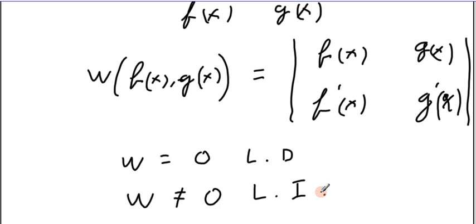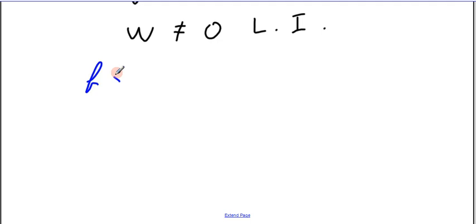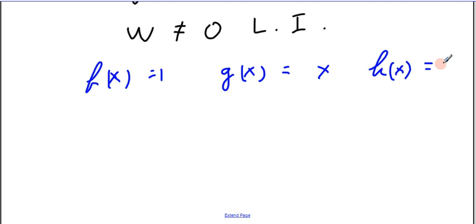Okay, so we'll take an example that we probably already know and see what happens. So f of x is 1, and g of x is x, and we'll do an h of x while we're at it and call it x squared. Now we already know that 1, x, and x squared are linearly independent, so when we do the Wronskian, we better get something that's not zero, otherwise we're going to have to go back to the drawing board and pick another example.